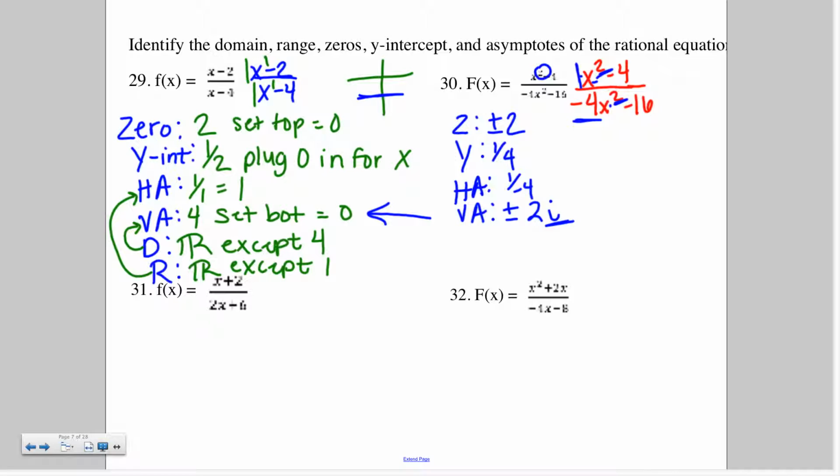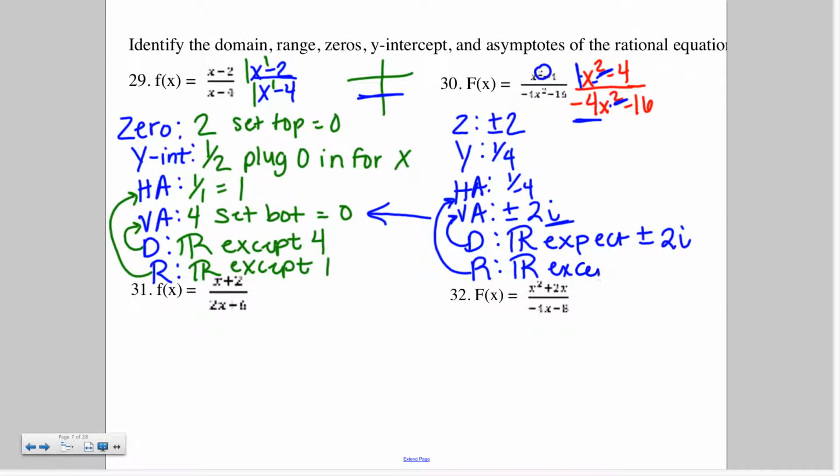All right, so for my domain, I'll look at my vertical asymptote. So I'm going to have all real numbers except plus or minus 2i. Now, for my range, I'm looking at my horizontal asymptote. So it's going to be all real numbers except negative 1/4. And that is my answer for those two.